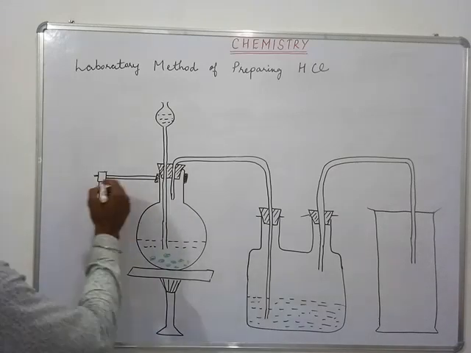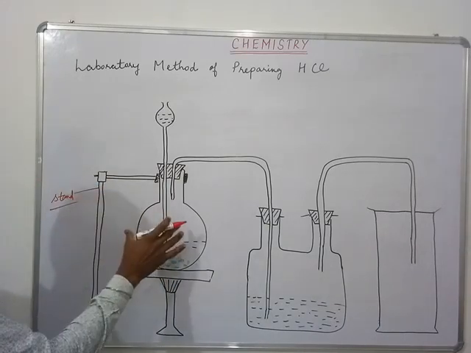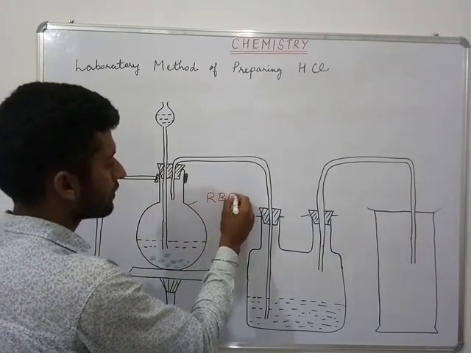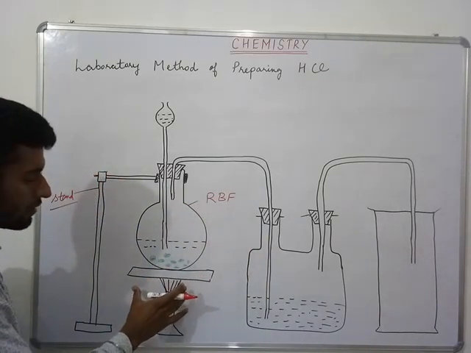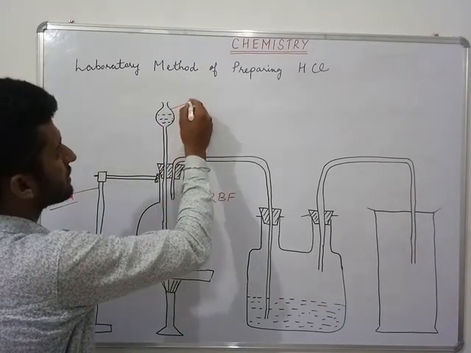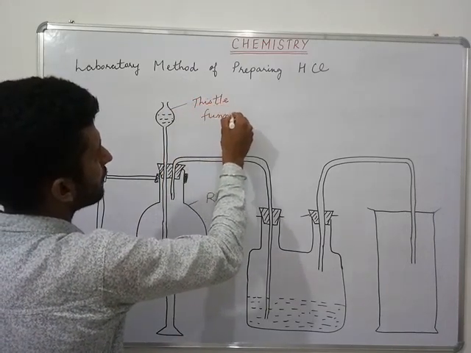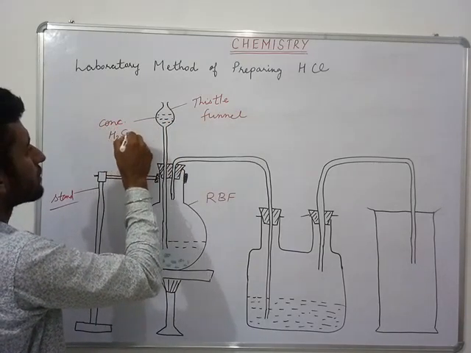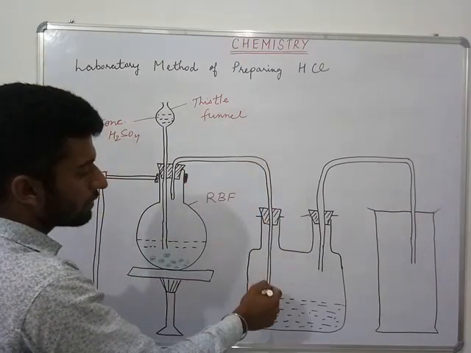This one is the stand with the help of which this round bottom flask, known as RBF, is held on a tripod stand which has a flame burner under it. This one is a thistle funnel, and the thistle funnel contains concentrated sulfuric acid. Clear? This one is a delivery tube.